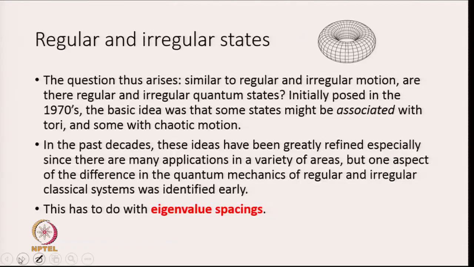Now, this led in the 1970s to the question: are there regular and irregular states? Namely, we know that there is regular and irregular motion in Hamiltonian systems. The regular motion is associated with tori. The irregular motion, the chaotic motion, doesn't have tori. Is there some connection between states that are associated with tori, and are there other kinds of states that are associated somehow with chaotic motion?